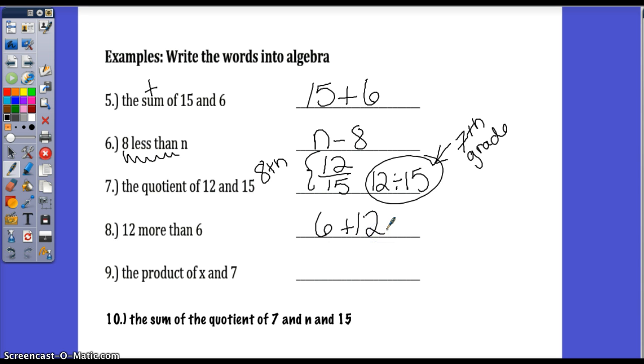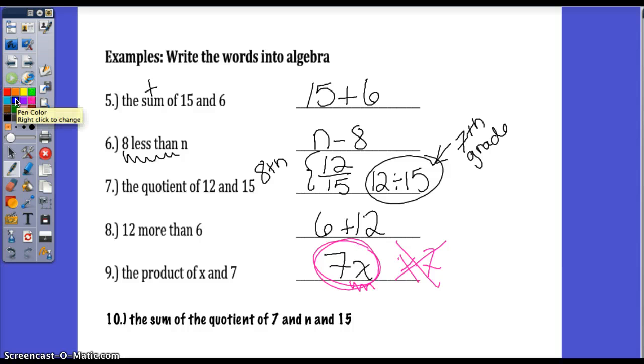The product of x and 7. Write it as 7x. Do not write it as x times 7 because that doesn't sound as good. Think, if x represents xylophones, you would say I have 7 xylophones. You wouldn't say I have xylophones 7, so make sure you do write it that way. Now this one here is very similar to our last one. We're just going to talk about it.